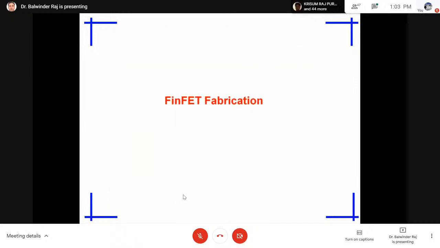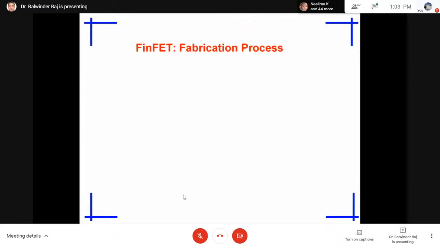So next is the fabrication of the FinFET. Till now we have discussed the basics of FinFET, the FinFET structures, their different types, different structures: single gate, double gate, triple gate, multi-gate MOSFET. Then we discussed the FinFET SOI technology, how partially depleted and fully depleted technology can be used for the FinFET. So next we will discuss the FinFET fabrication, how we can fabricate these devices.